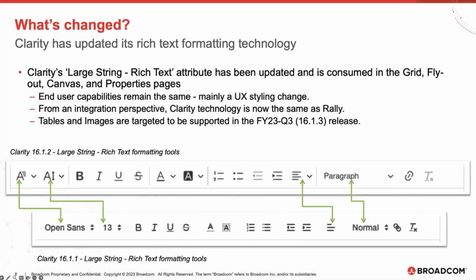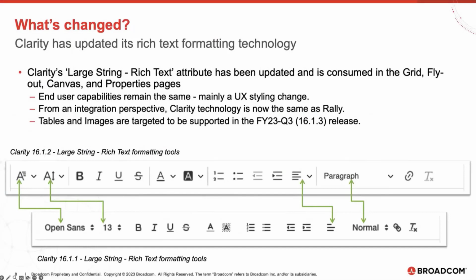So what's changed? First up, Clarity has implemented a new technology to support its large string rich text or RTF attribute. You can see a few examples of visual differences for selecting font size on the left side of the screen, and indentation or paragraph selection on the right side of the ribbon.